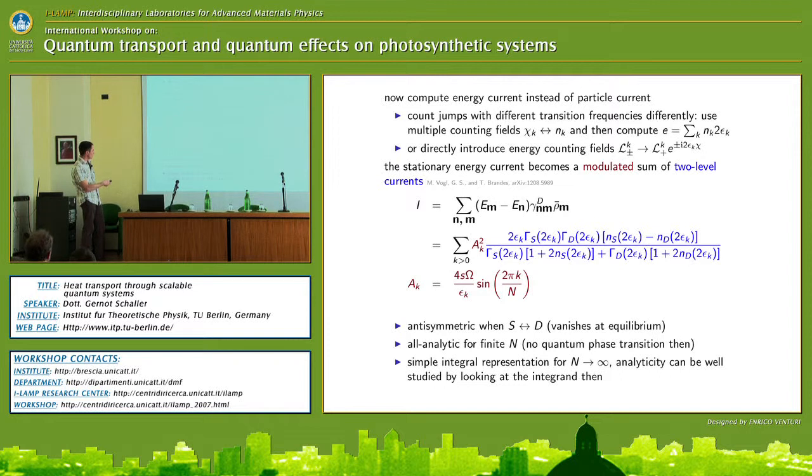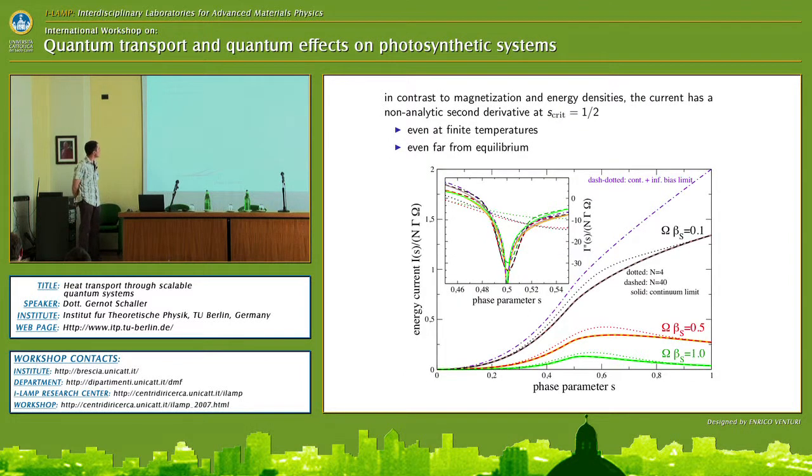First of all, it's antisymmetric when S and D are exchanged, so under source and drain exchange. It's analytic for finite n, but you can now transfer this into an integral when you consider infinite chain sizes and analyze the structure of the integrand to see if there's critical behavior. And here it turns out that for all the different configurations far from equilibrium, you see that the second derivative is non-analytic. So it's somehow opposed to the pure system properties that don't show that, right? There it goes away, the criticality, at finite temperatures.